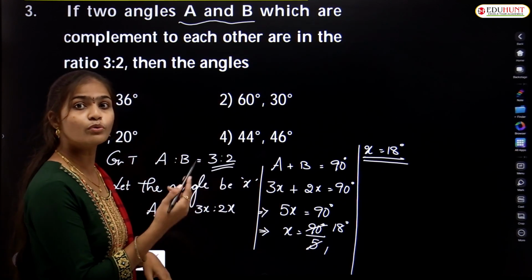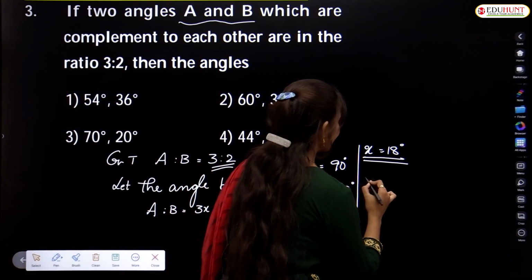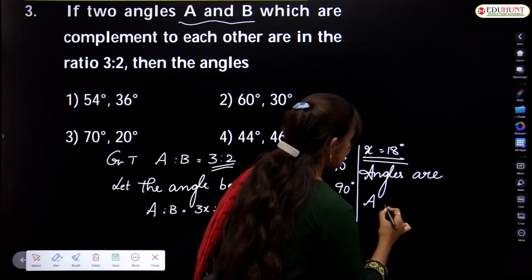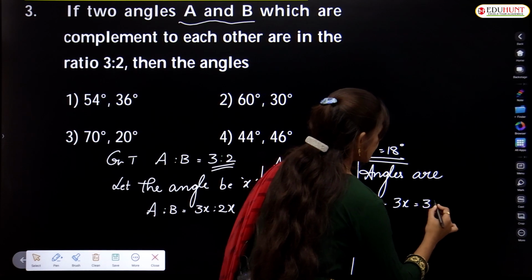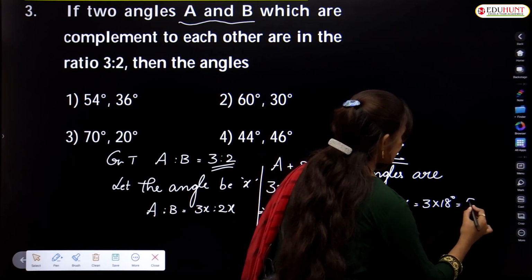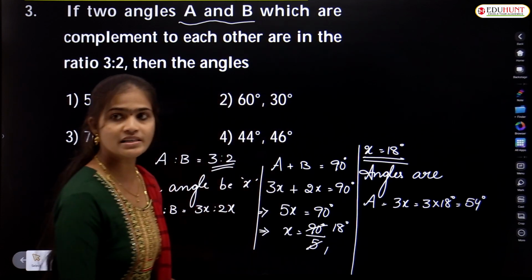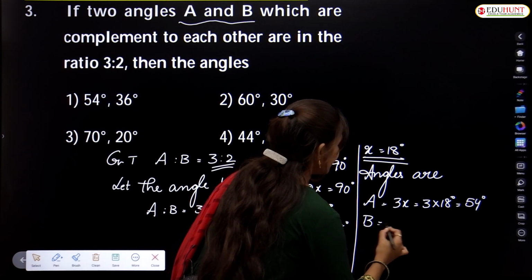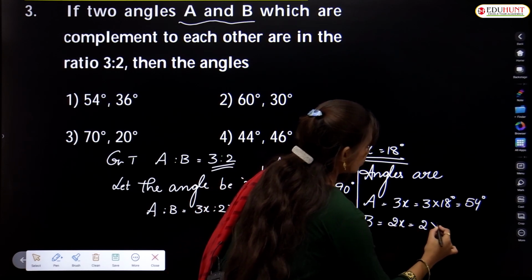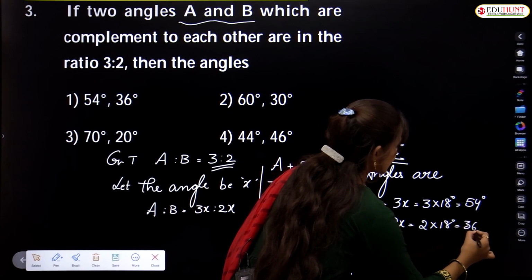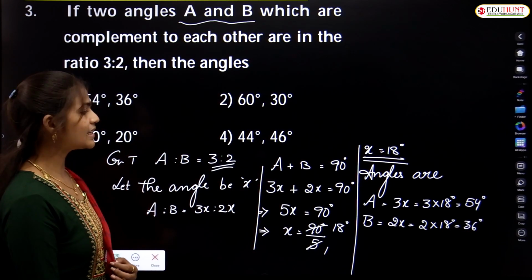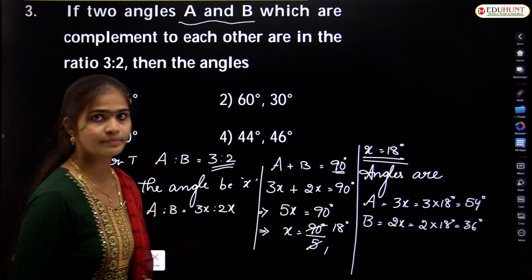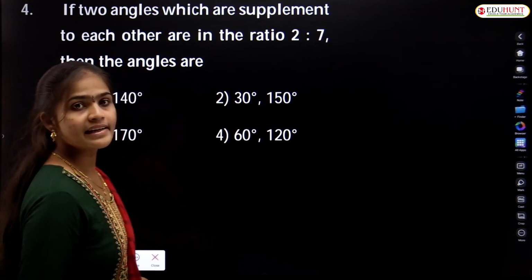Okay, now we have to find what those two angles are. A is equal to 3x. So 3 into 18 degrees is equal to 54 degrees. So one of the angles is 54 degrees. Next, the second one, B is equal to 2x. So 2 into 18 degrees is equal to 36 degrees. So the second angle is 36 degrees. If you add 54 degrees and 36 degrees, again you will get 90 degrees. Is it clear? Okay, let us see the next, fourth question.